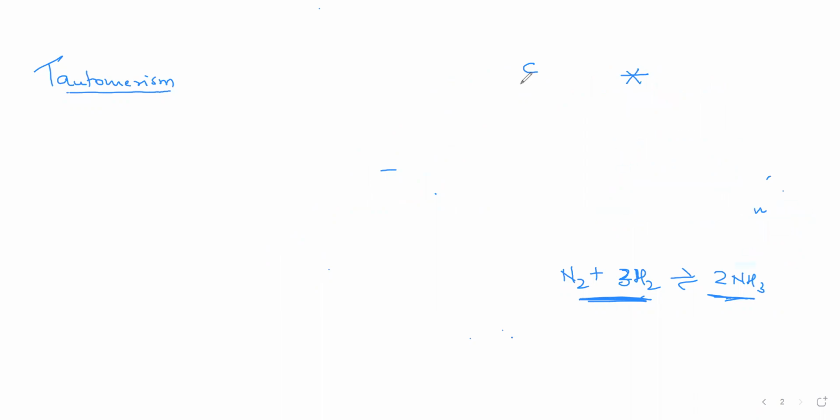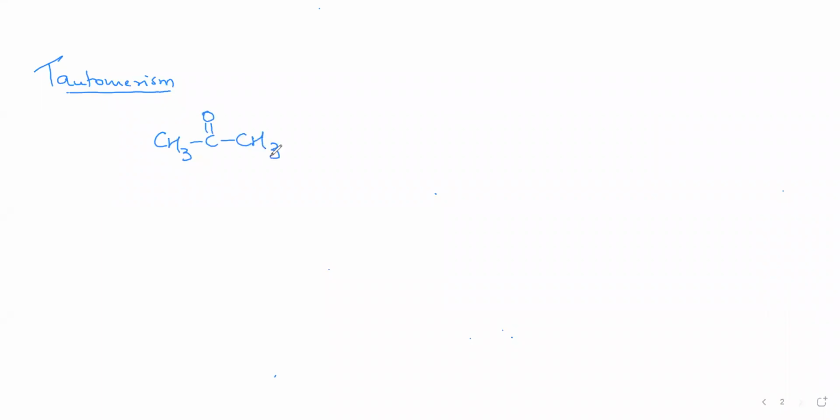Now tautomerism, as I said, is a special kind of functional group isomerism in which two compounds have different functional groups. Say, for example, I take this compound. What functional group is there in this compound? Can I say it is a ketone? Yes, this has a ketonic functional group, also known as the keto group. Basically, C double bond O is known as a keto group, also called a carbonyl group.